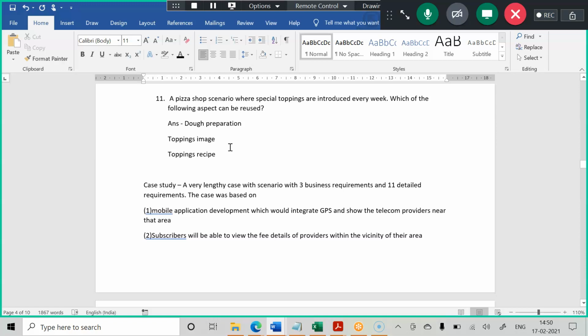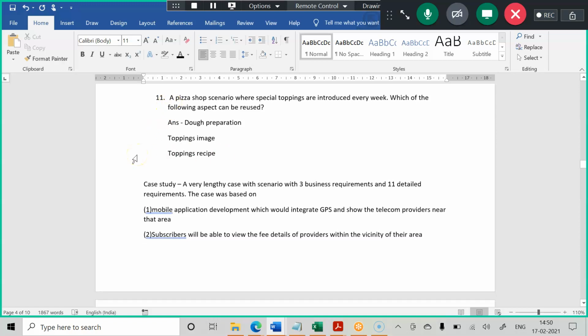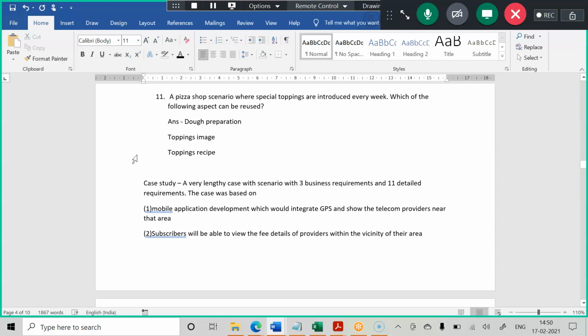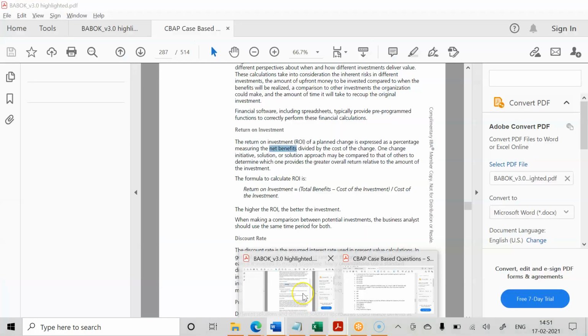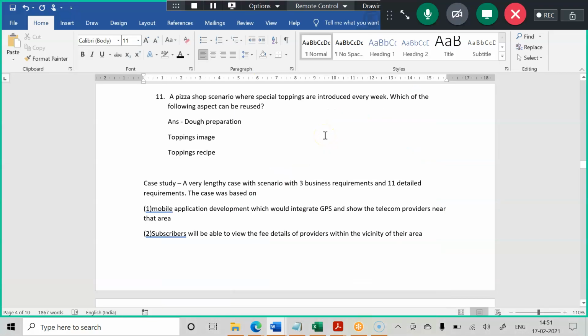Then there was a question like a pizza shop scenario, where special toppings are introduced every week. Which of the following aspects can be reused? This was an interesting question: how do you reuse requirements? We have covered that. It's there in BABOK. Reusability is a very important thing.